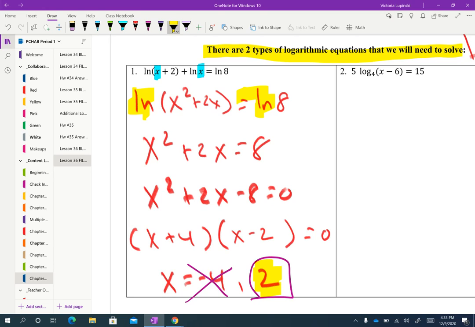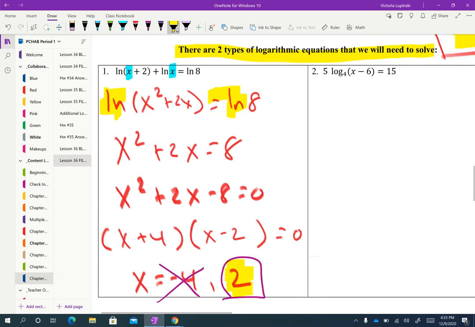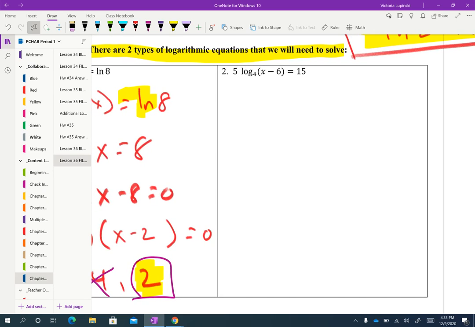And then the other class of log equations would be over here on number 2. Notice right from the start, you only have a log on one side as opposed to both. So that's your big clue that you have to use this particular solution method. Always do any algebra first. So I'm going to start by just dividing by 5. So log base 4 of (x minus 6) would be equal to 3.